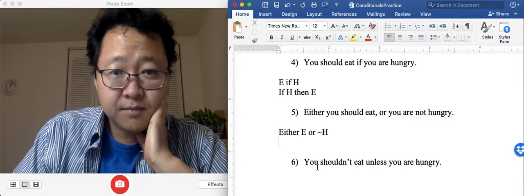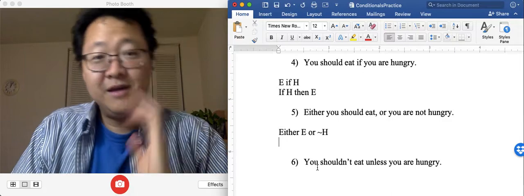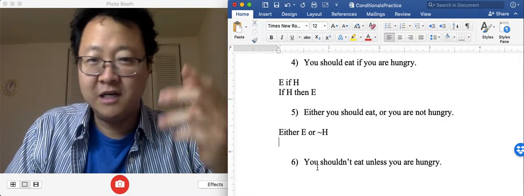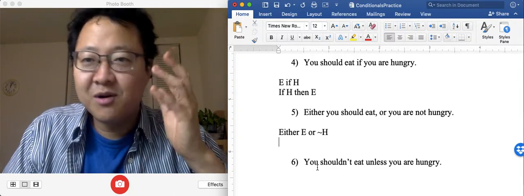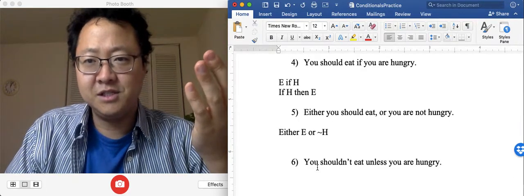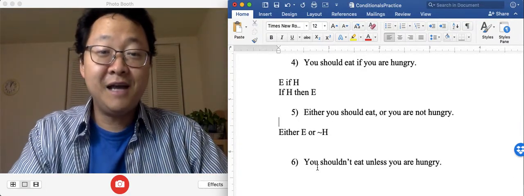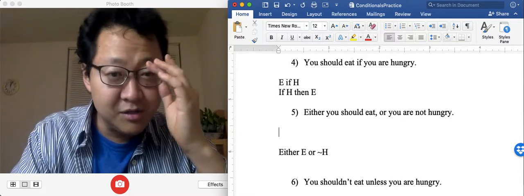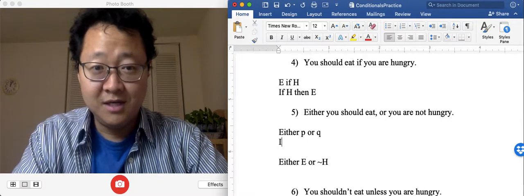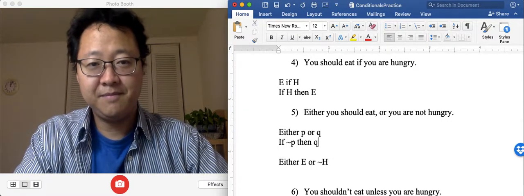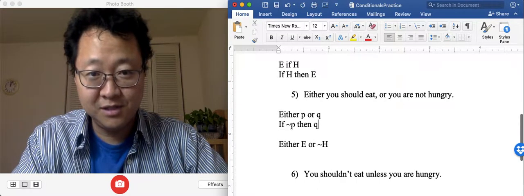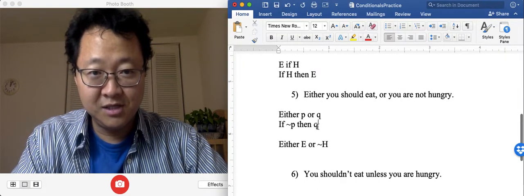Somebody says, either you should eat or you're not hungry. Now let's plug it in. You should eat is E, you're hungry is H. So either you should eat or you are not hungry. So far we've only done ifs and only ifs in the middle with switch and only if. Now we're getting to the a little bit more challenging ones, which are the disjunctions. You just have to remember or have written down in your notes that either P or Q turns into if not P, then Q. That's just how the disjunctions work. You negate the first disjunct. You keep the second disjunct the same.